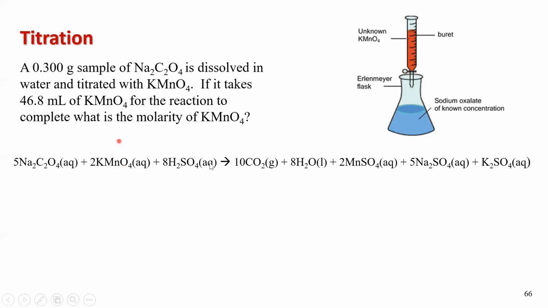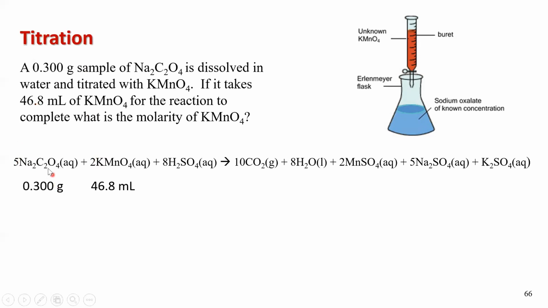Okay, now here's the reaction. It's already balanced for us. We don't really have to worry about that. The important part is it's 5 moles of sodium oxalate for every 2 moles of potassium permanganate. That's the ratio we're going to be using in the problem. So we would take the grams of sodium oxalate and convert it to moles. We can go from moles of sodium oxalate to moles of potassium permanganate. And then once we know the moles of potassium permanganate, we can figure out the molarity of the solution.